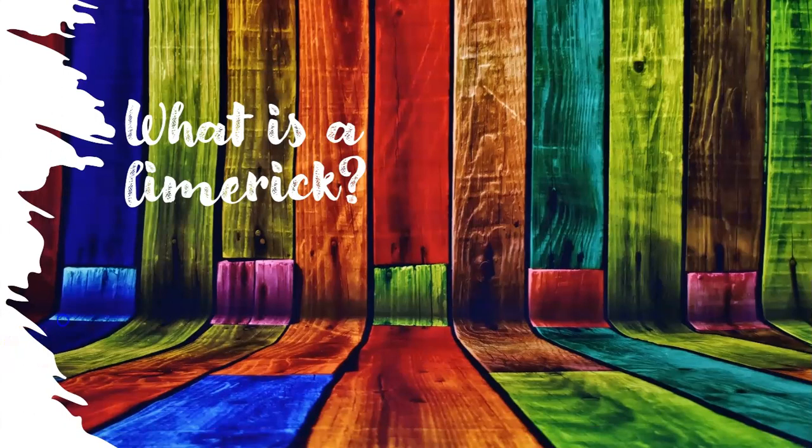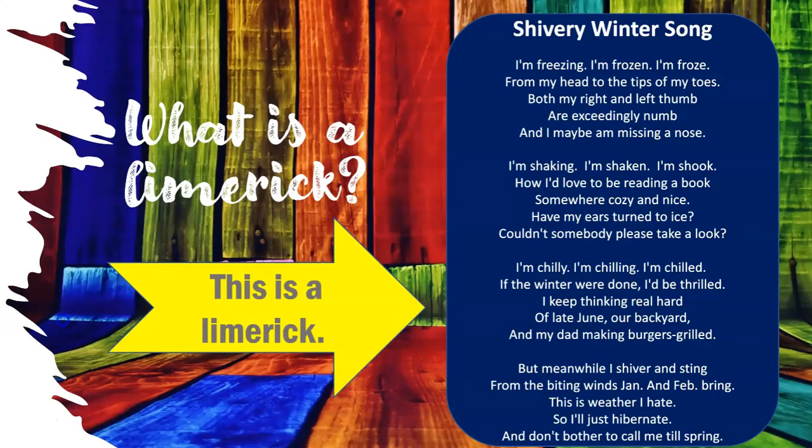All right, guys. So if we're studying all about the characteristics of limericks, I bet it's a good idea to ask you guys, what is a limerick? Boom. This thing's a limerick right here. From our book, What Are You Glad About? What Are You Mad About? By Judith Viorst. This poem, Shivery Winter Song, is a limerick. So let's give it a listen and see if we can pick up on some unique characteristics that maybe this poem has that the others we've studied this week do not.